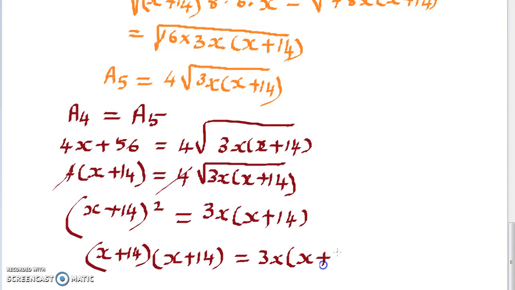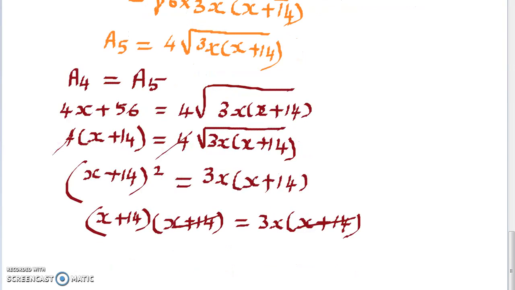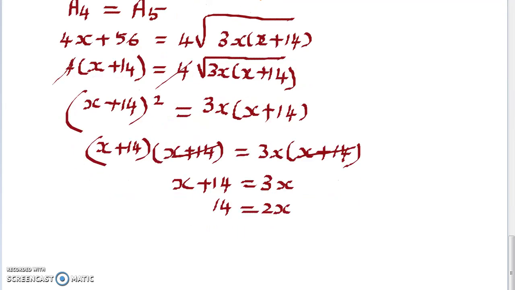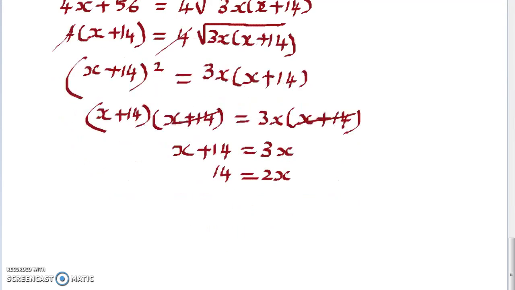So clearly x plus 14 on both sides will get cancelled off once. So I get x plus 14 equals 3x, which will be 14 equals 2x. So my x is going to be 7. And then we'll find BC and AB. So here x equals 7. Thus the final step is that we have to find AB and BC.